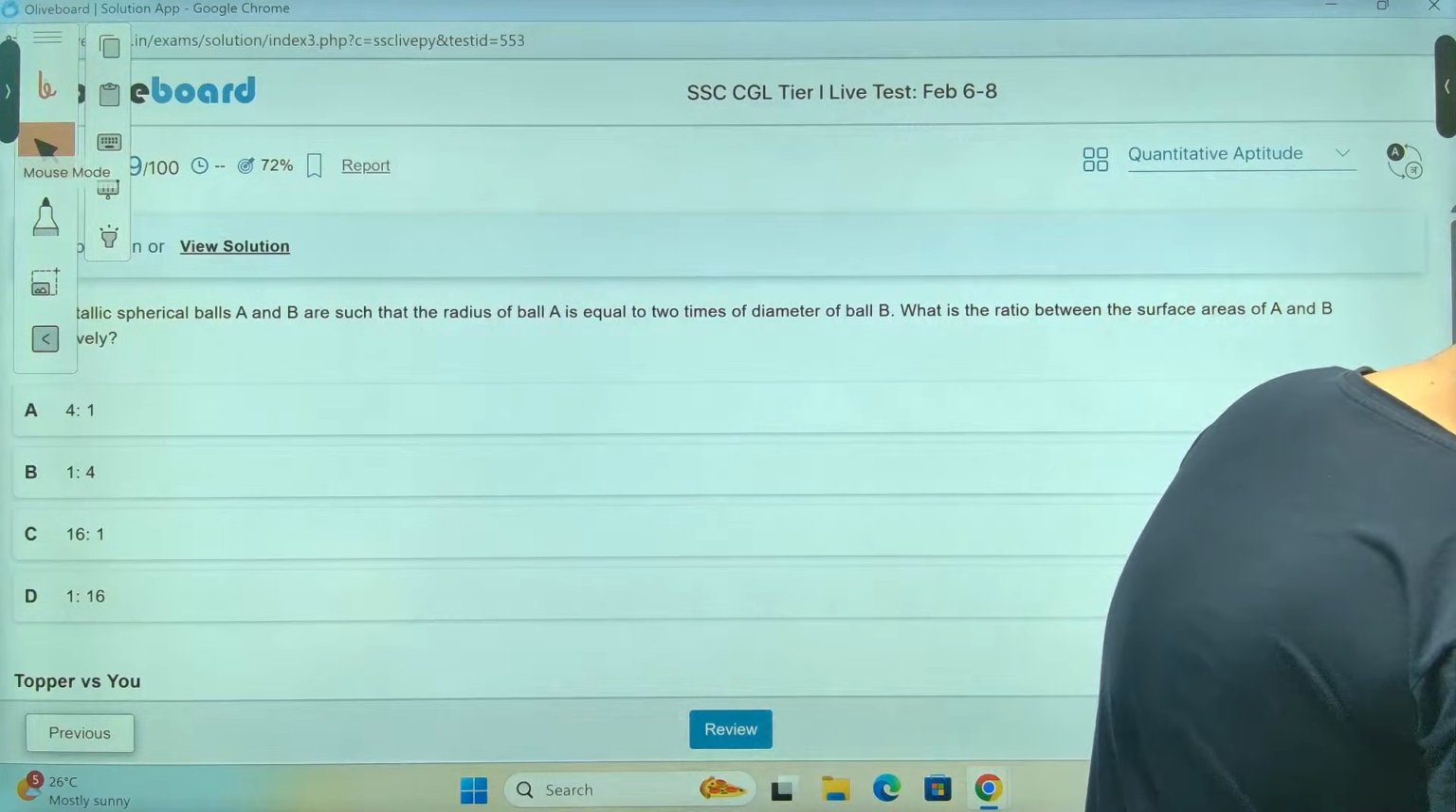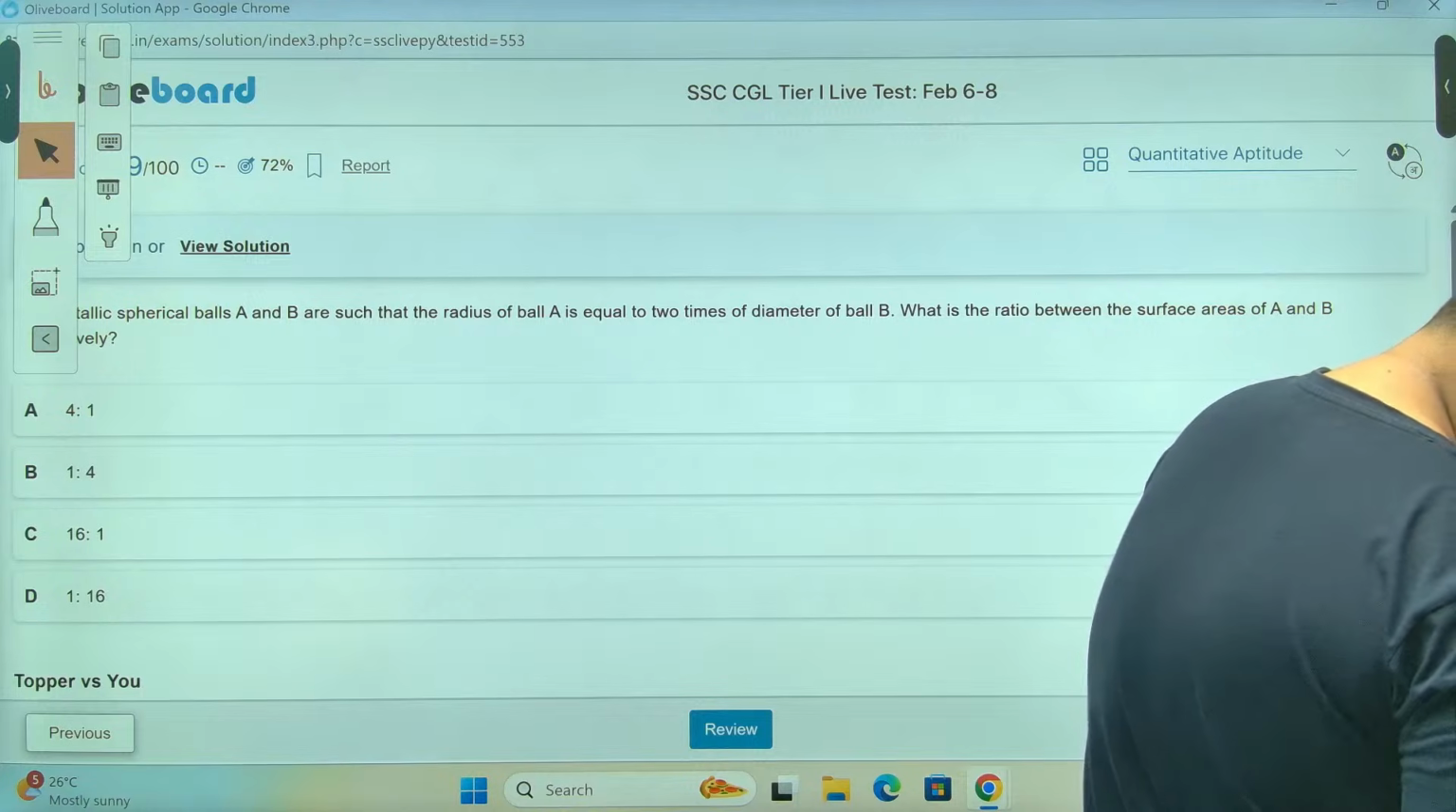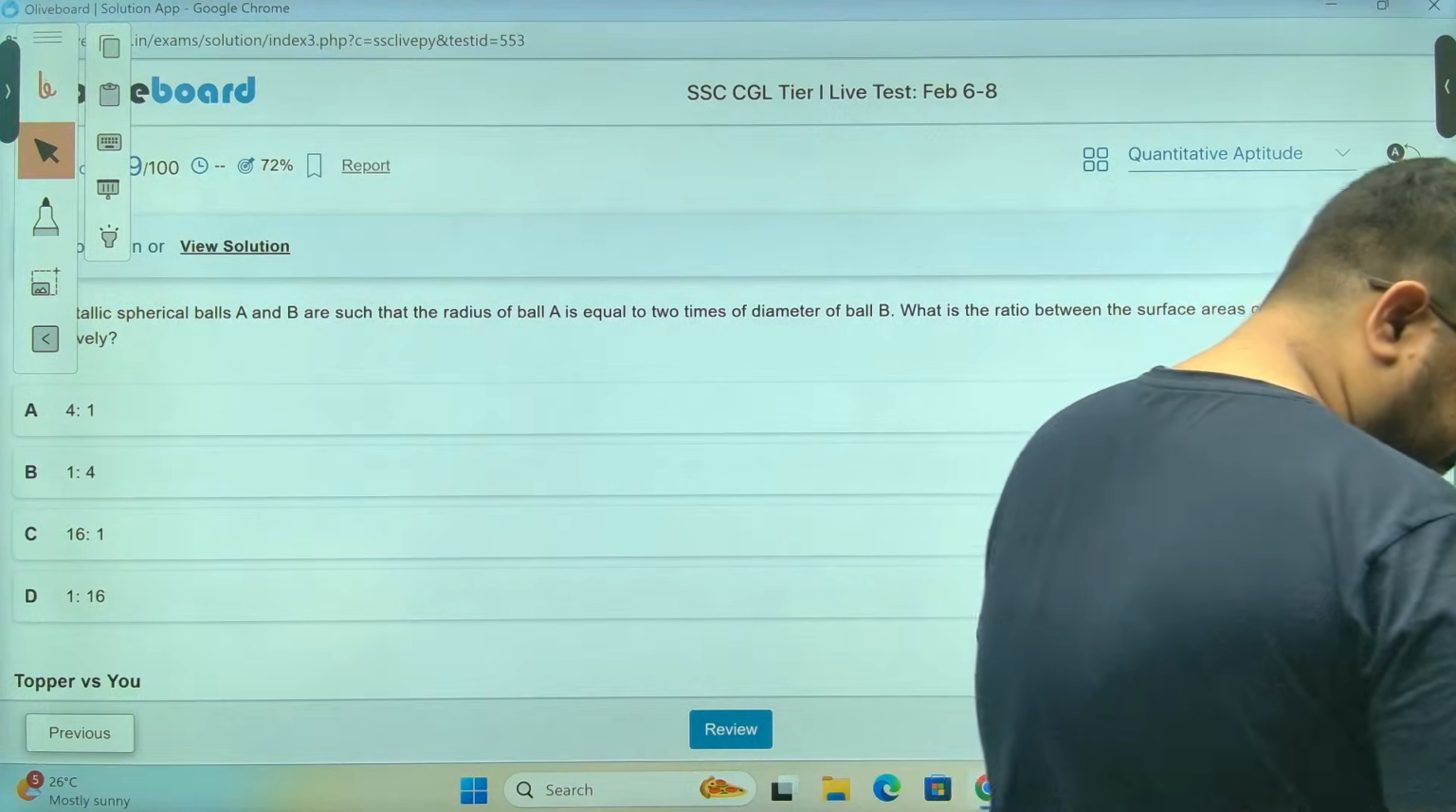Done, done, done, sir. Everyone clear? Just a quick yes or no.